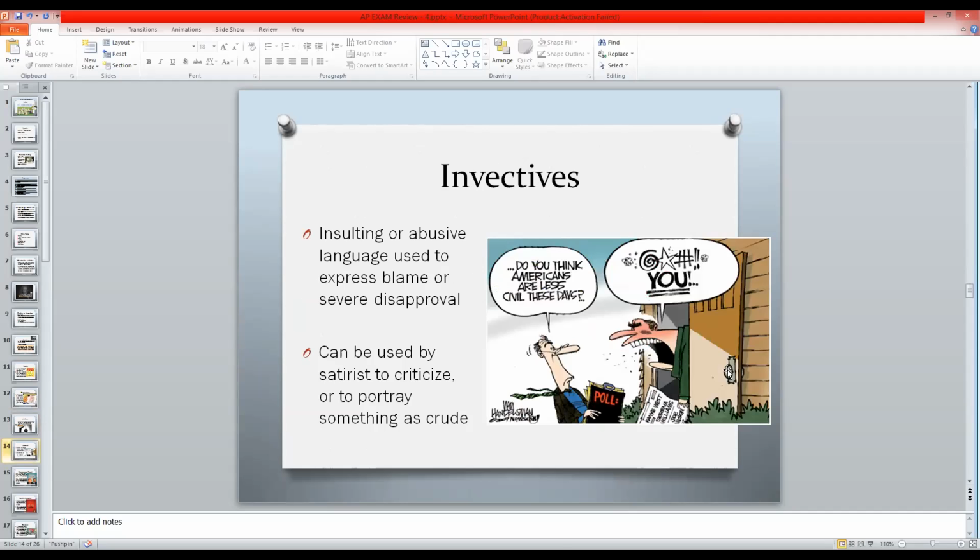Invectives we saw from the video as well, but invectives serve a couple of purposes. The first one is showing severe disapproval, making blame, but it's also to portray the people as crude, right? In this cartoon, the guy's asking, do you think Americans are less civil these days? The guy says, fuck you, basically. And it shows, again, that Americans are crude and that they aren't civil in modern times. So invective sometimes, depending on who's saying it or circumstances, proves a point of the author's intention there.